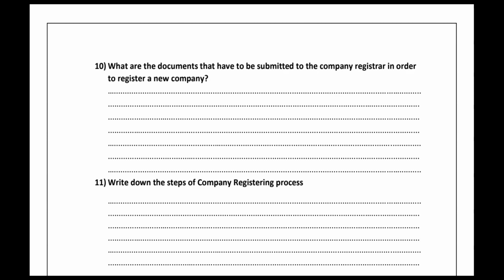Completed application form and the statement issued by the company registrar saying that this name is reserved by you. And then you have to present the article of association, then director's consent letter, and then secretary's consent letter. So these are the required documents that you need to submit to the company registrar when you are going to register your company.